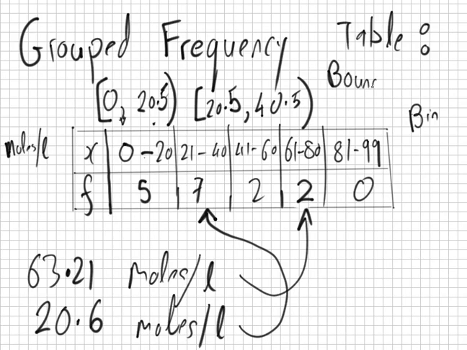Yes? How did one change to 61 to 80? 60, how did which one? It was one previously. And now it's 2. Because what I imagined is I did another experiment, so I got another result here, and that went into this box. So that's called class boundary.